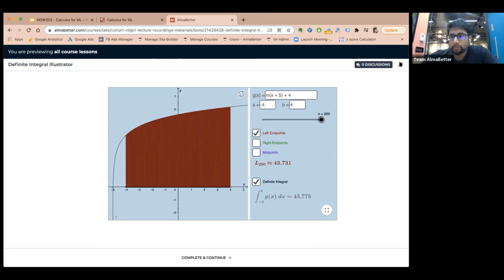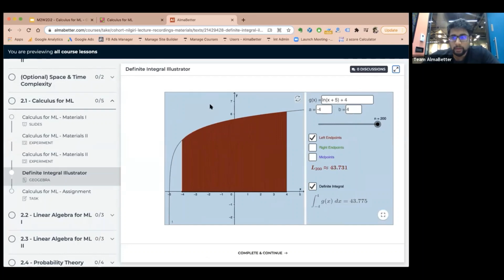Okay, so I hope you play around with the experiments and carry out your own experiments as well with different functions, different values.